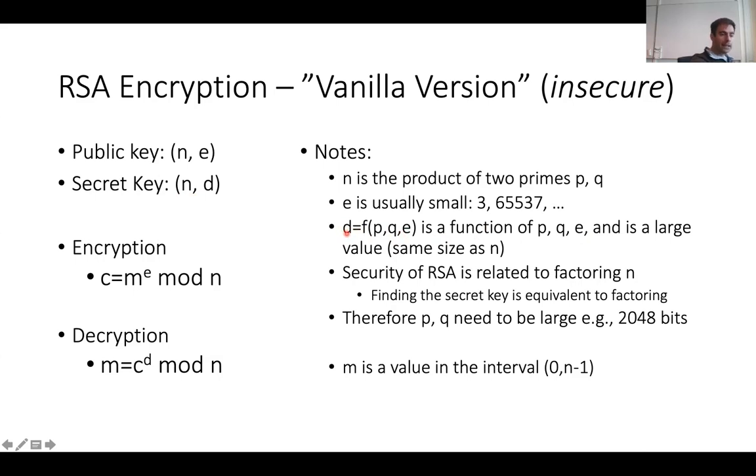So the fact that the secret exponent D is computed as a function of P, Q, and E immediately tells you that the security of RSA is related to the hardness of factoring large numbers. So what is the factoring problem? Factoring means computing P and Q from N.